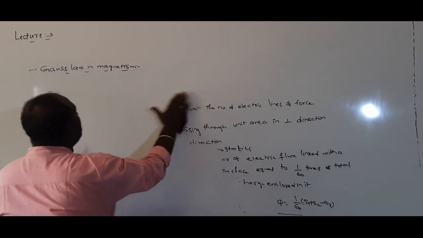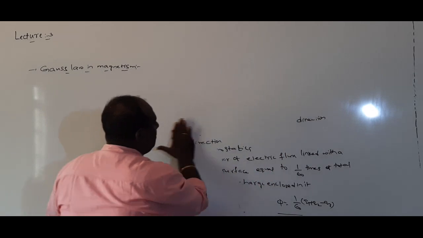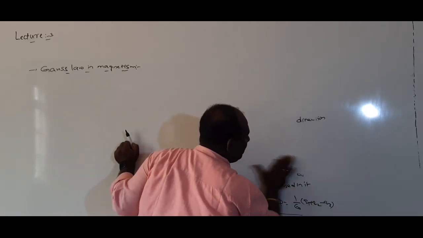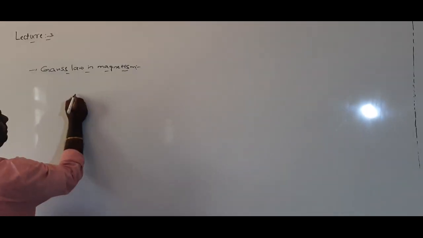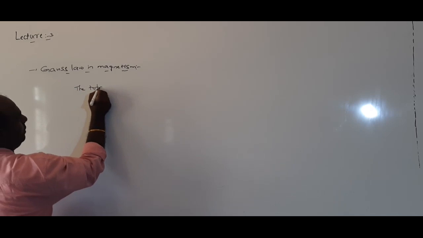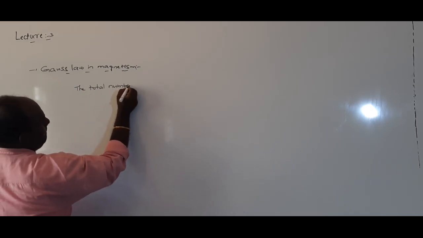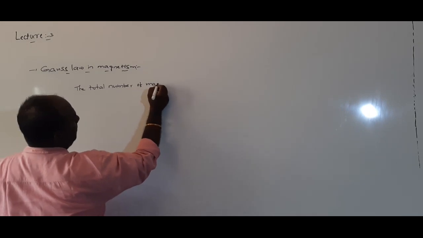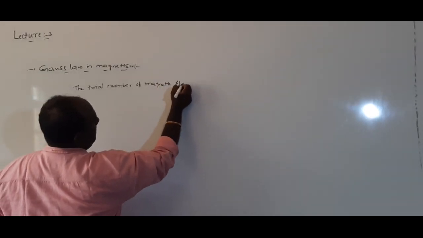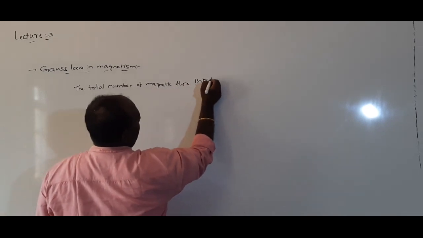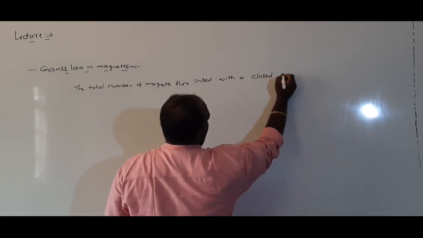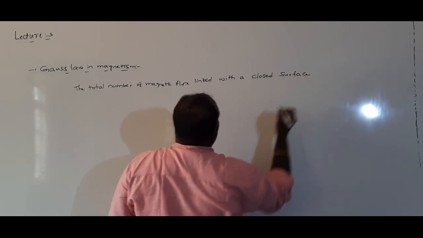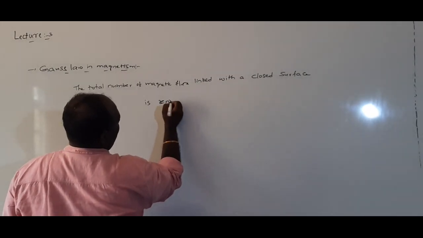Now we are going to study Gauss law in magnetism. The total magnetic flux linked with a closed surface is 0. This is about Gauss law in magnetism. Why is it 0? I will explain.